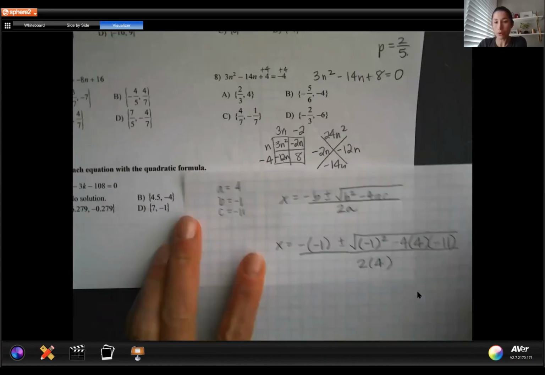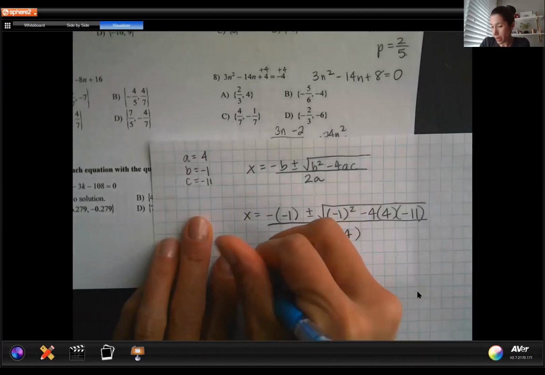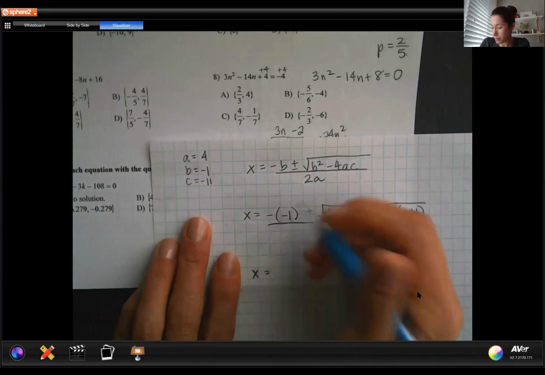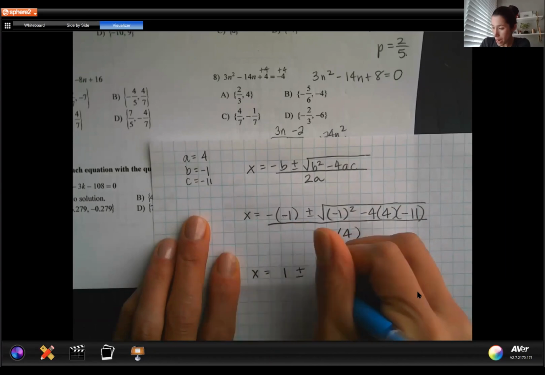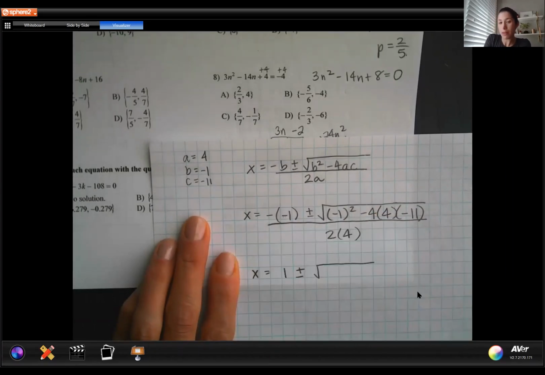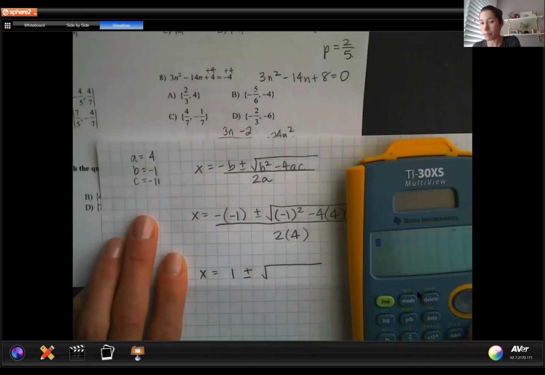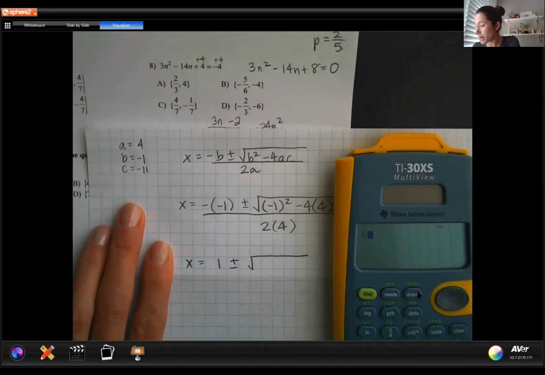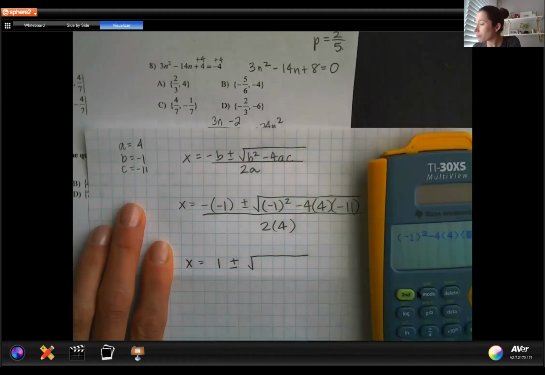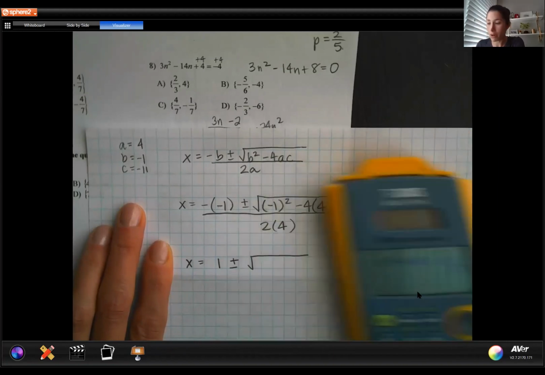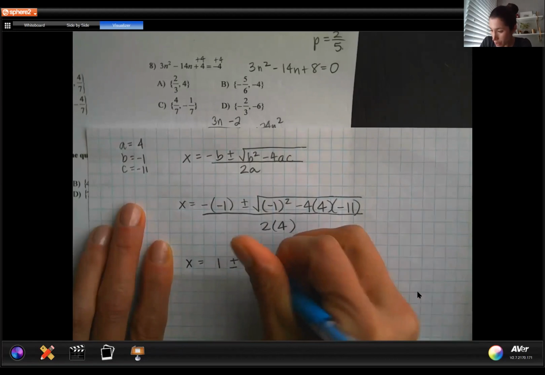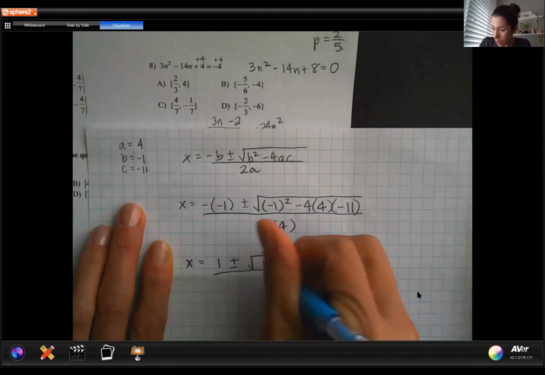So typically what I'll do on my calculator is I'll do x equals, so this is negative times a negative, so it should be 1 plus or minus. And then everything that's underneath the radical, I'll usually put in parentheses and rewrite it out. So negative 1 squared minus 4 times 4 times, what is that? Negative 11. So it'd be 177. So everything underneath here simplifies to 177, and that's all over 8.